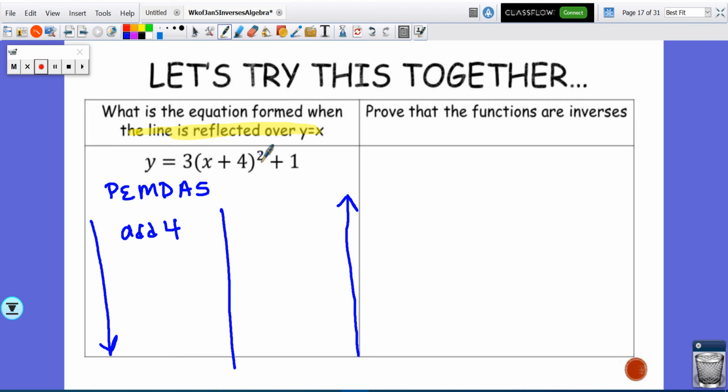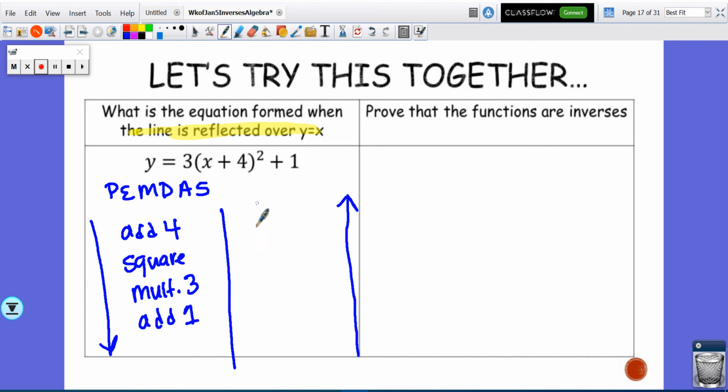Now, is there an exponent? Yes, and we're going to say it's a square. And now, do we have any multiplication or division? We're going to say this 3 is being multiplied by x plus 4 all squared. So we're going to say multiply 3. And then is there any adding or subtracting going on? We're going to say add 1.